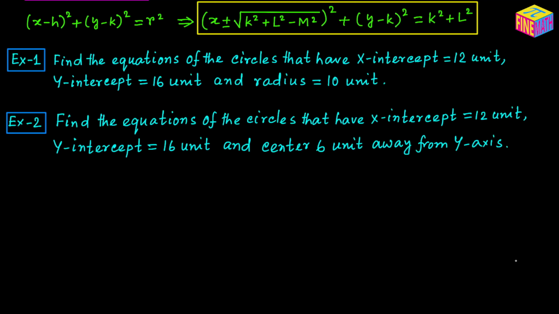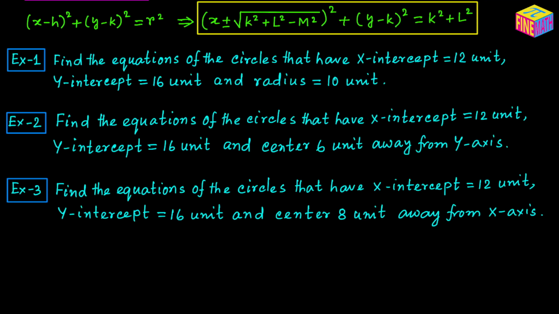And here is the second example that says find the equations of the circles that have x-intercept equals 12 unit, y-intercept equals 16 unit, and center 6 unit away from y-axis. And if you look at the third example, there it says find the equations of the circles that have x-intercept equals 12 unit, y-intercept equals 16 unit, and center 8 unit away from x-axis.